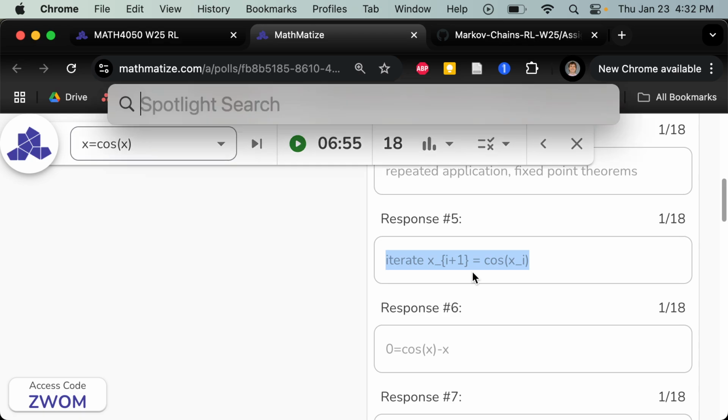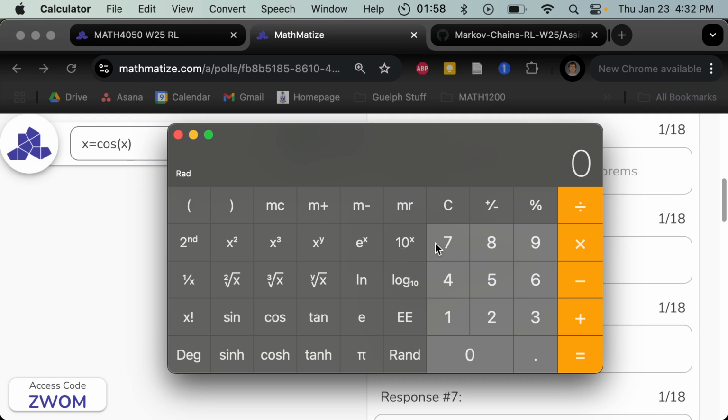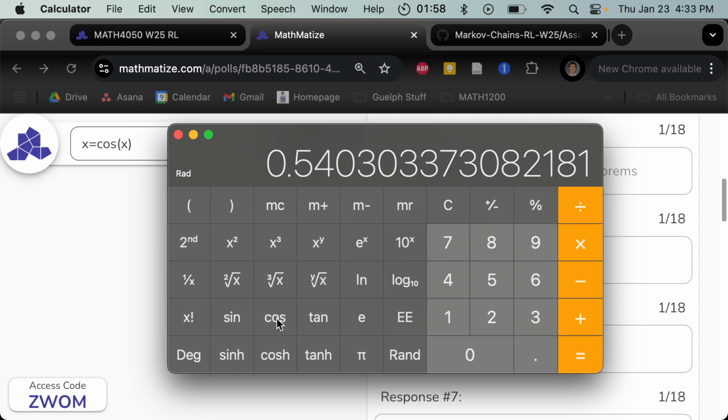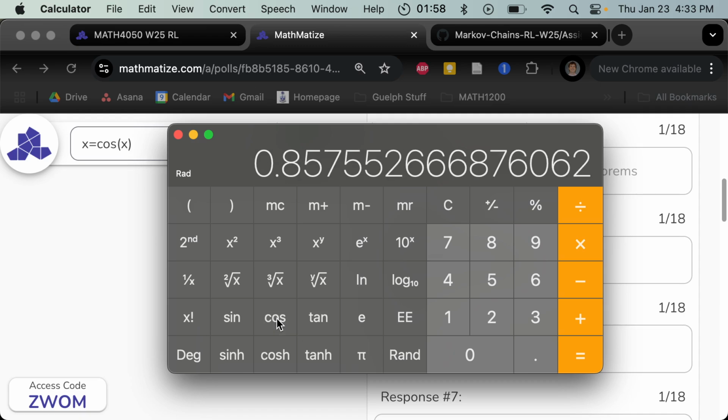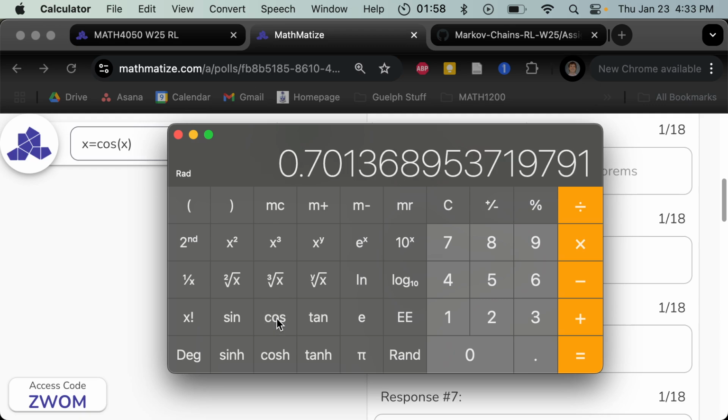And to show you, I brought my calculator app. And here it is. I was testing it earlier to make sure that it works. You can start with any value you want. Let's start with, I don't know, 3.14. That's a nice approximation of pi. And we'll hit cosine, close to -1. Cosine again, 0.54. Cosine again, 0.85. Cosine again, 0.65. Again, 0.79.